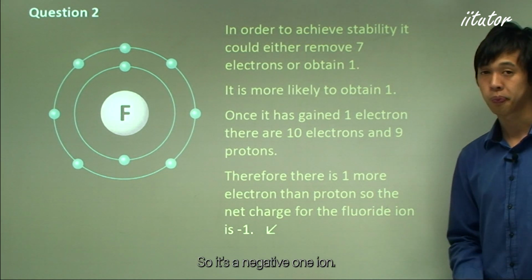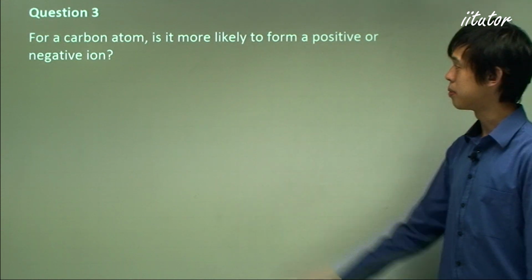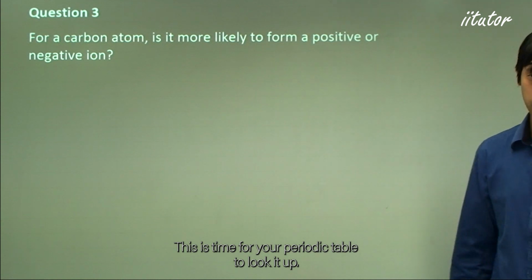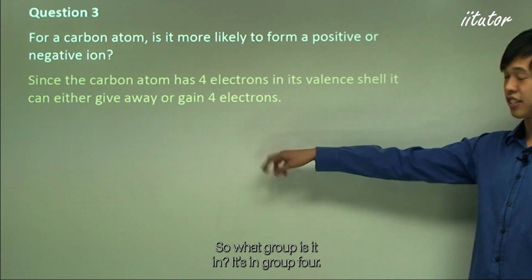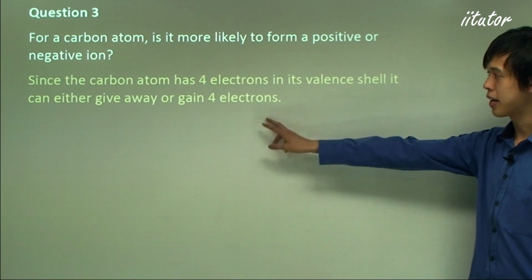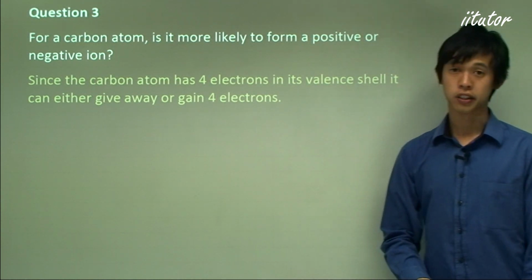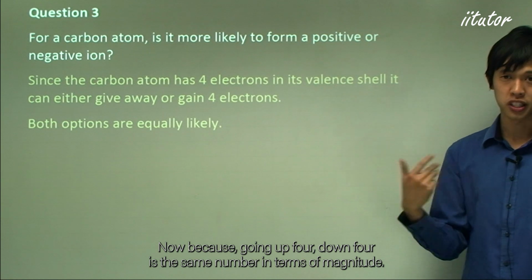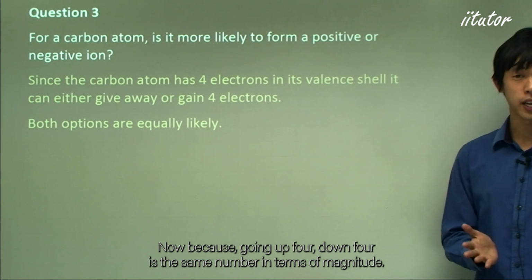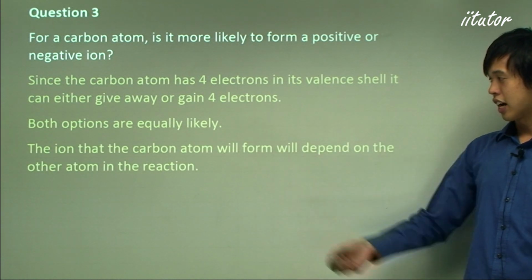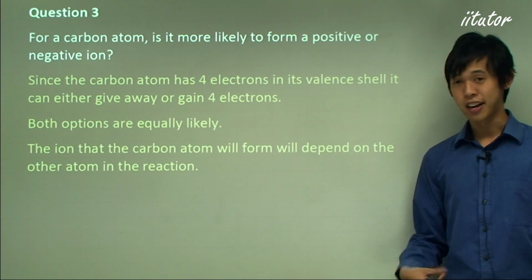So it's a -1 ion. Now for a carbon atom, is it more likely to form a positive or negative ion? This is time for your periodic table to look it up. So what group is it in? It's in group 4. Since the carbon atom has 4 electrons in its valence shell, it can either give away or gain 4 electrons. Because going up 4 or down 4 is the same number in terms of magnitude, both options are equally likely. The ion that the carbon atom will form will depend on the other atom in the reaction.